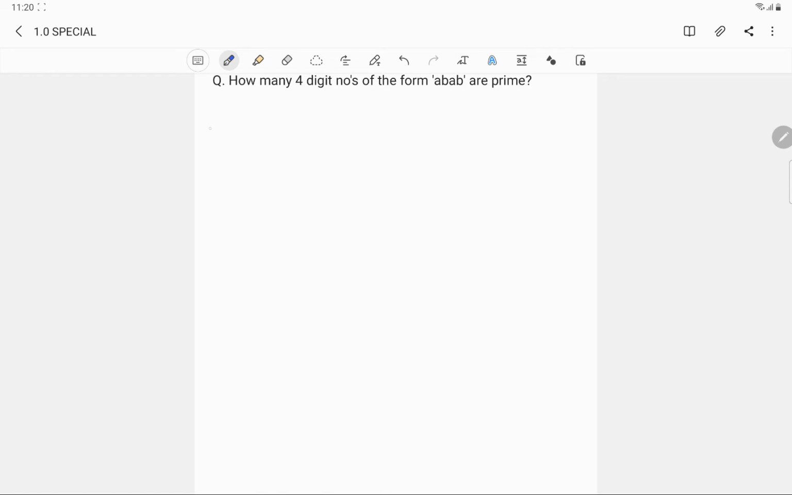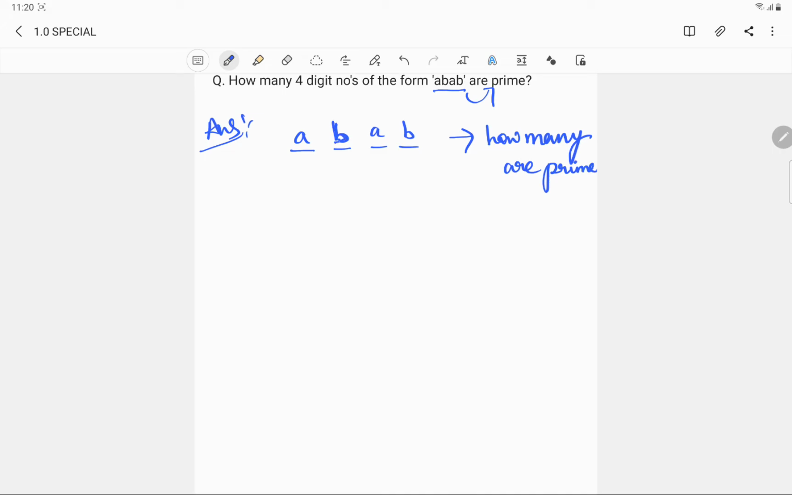Now let us look at another question. This question states: how many 4-digit numbers are of the form ABAB and they are prime? So the 4-digit numbers are of the form ABAB, and we need to find how many are prime. Now this is not a palindrome, because if we read from left to right or right to left, we'll face different digits. So this is not a palindrome.